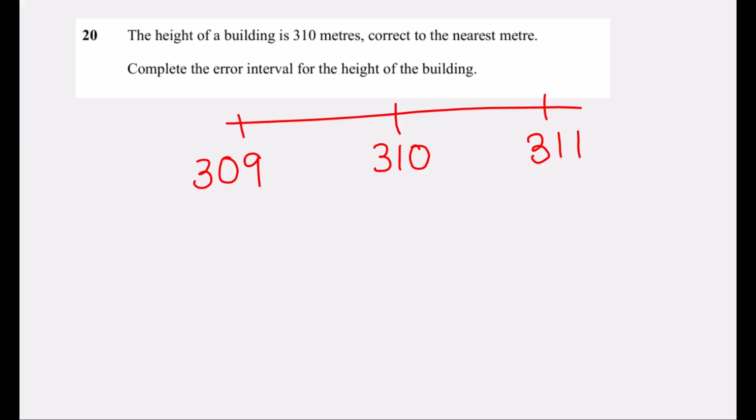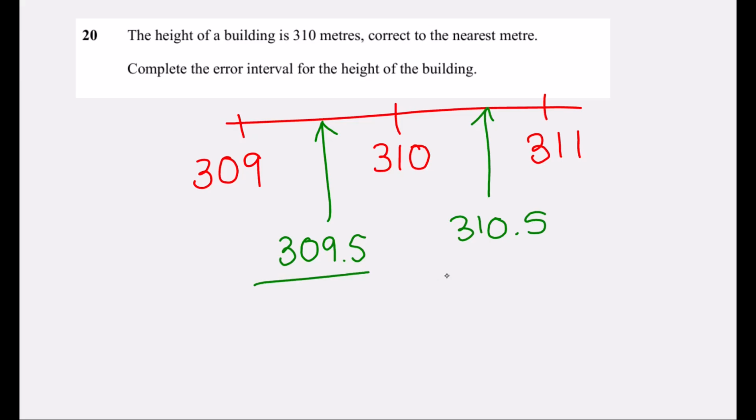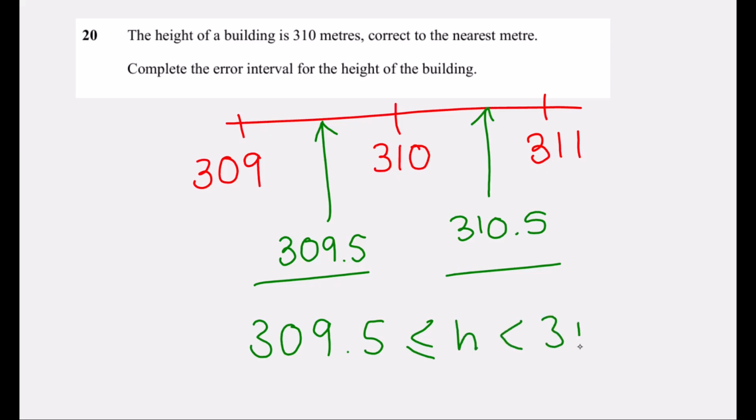So to be rounded to 310, it must be in between these two midpoints. So halfway between 309 and 310 is 309.5. Halfway between 310 and 311 is 310.5. So these are the answers. They're the numbers we're looking for. So the error interval in total is this.